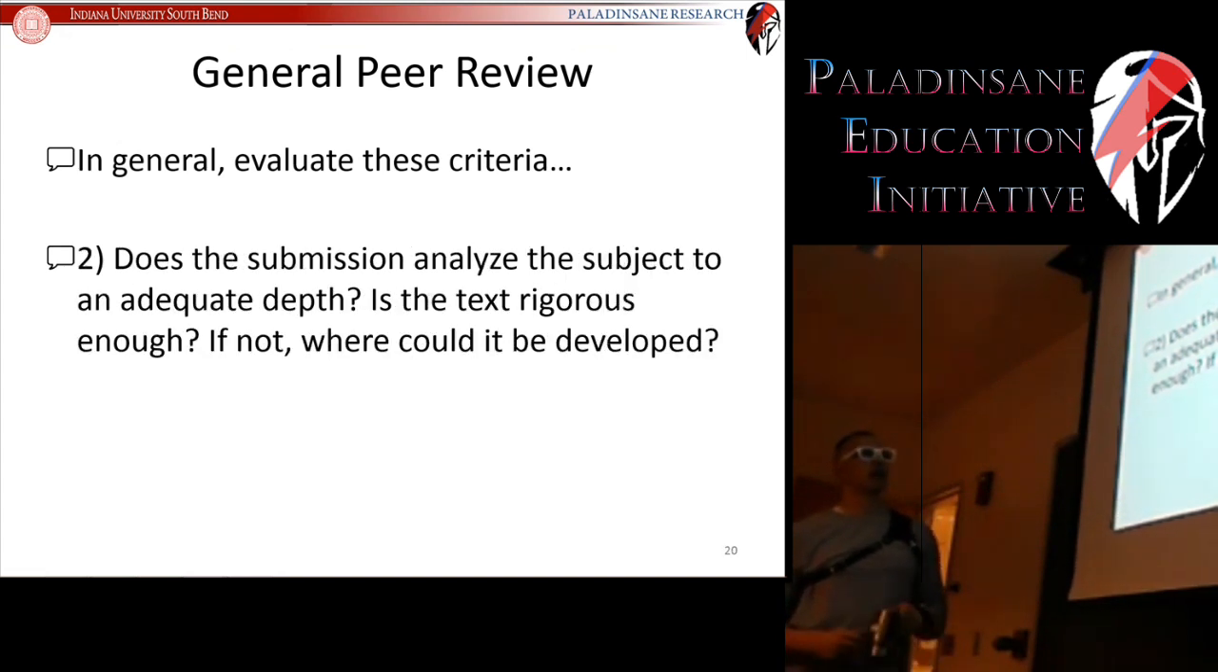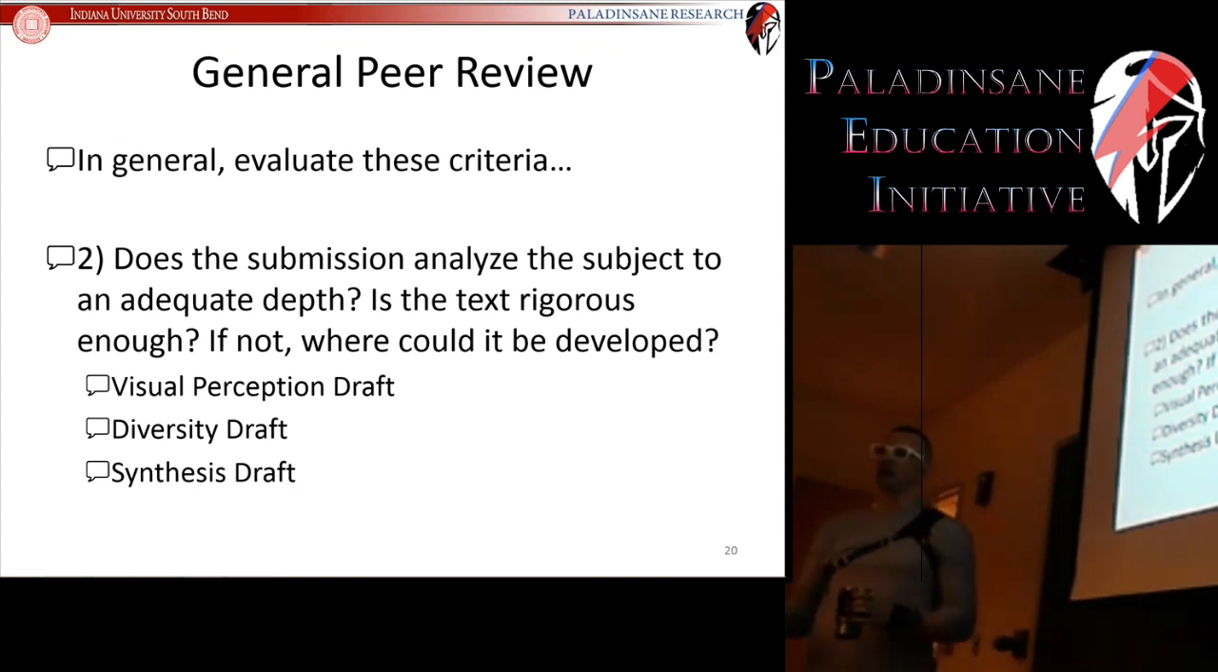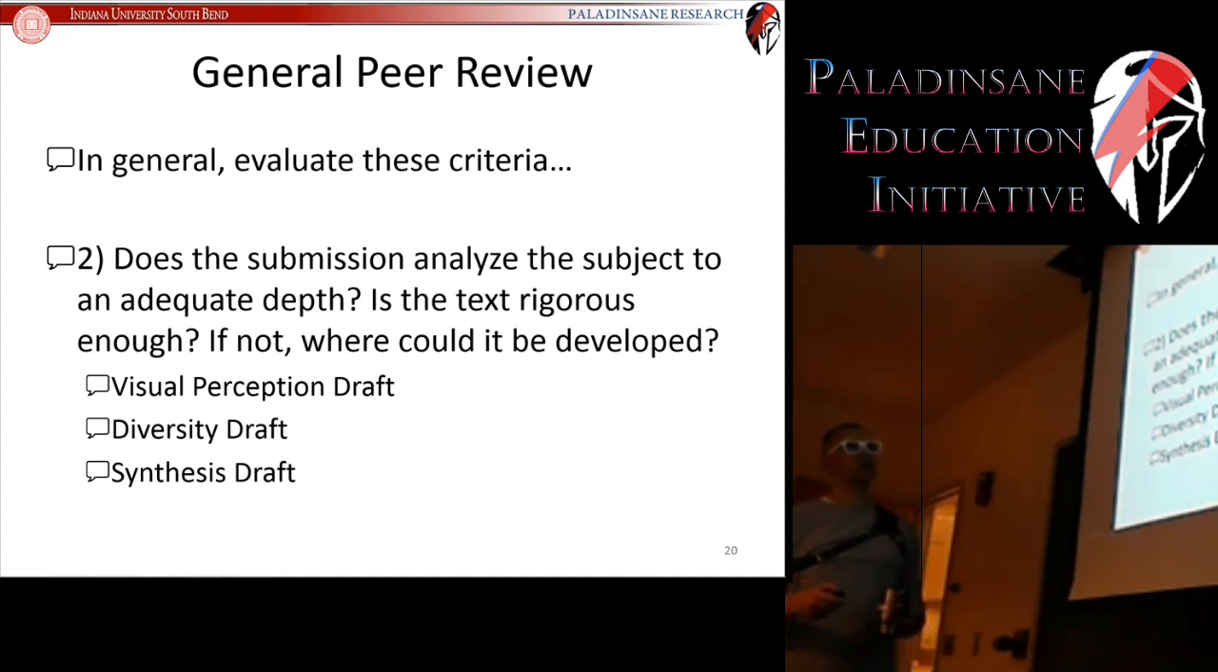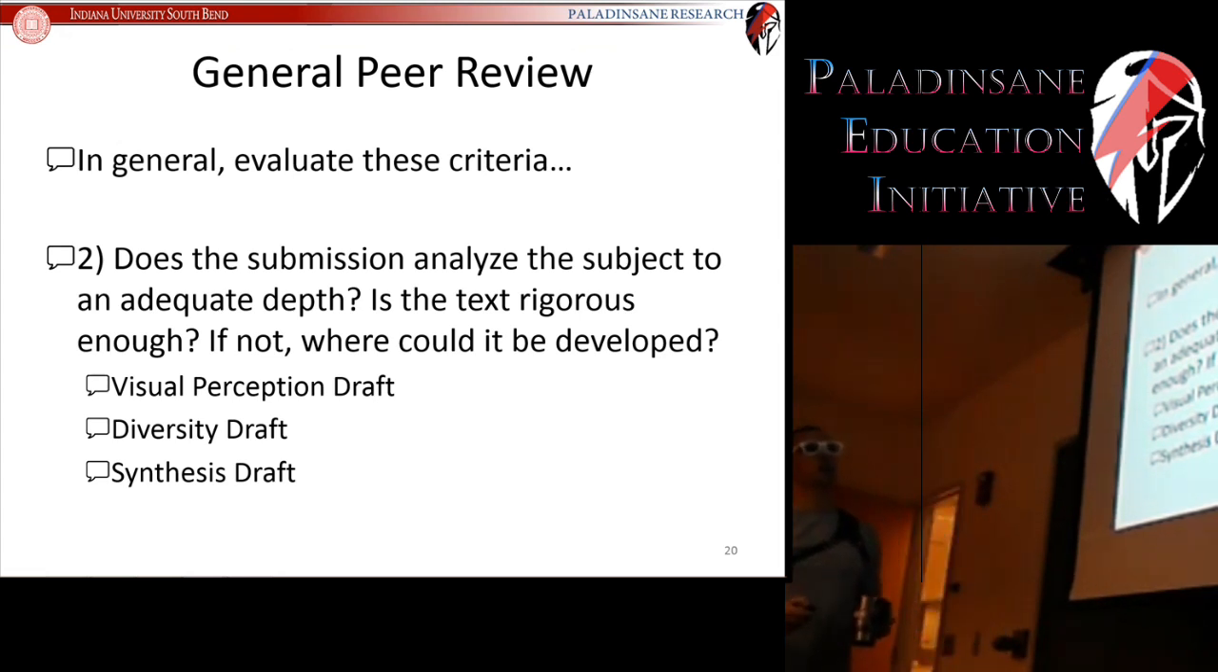Does the submission analyze the subject to an adequate depth? Is the text rigorous enough? If not, where could it be developed? This is going to be done for all three sections. So when you're writing your draft, ask yourself, does the submission analyze the subject to an adequate depth? Have you gone into enough detail? Is the text rigorous enough? Have you gone through enough of the details? Have you spelled it out for your reader? And if not, where could it be developed? This is going to be part of your peer reviewing.